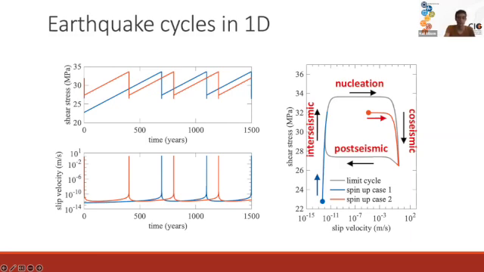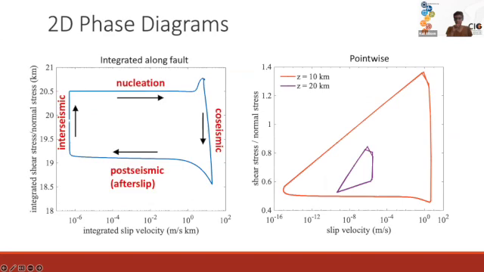Spin-up is particularly simple to assess in this 1D case, but the phase diagram can be extended to illustrate a 2D simulation as well. I can create a similar phase diagram to the 1D case by integrating the slip velocity and shear stress on the fault. That's what I'm showing on the left here. I also scaled the shear stress by the normal stress to make the figure easier to read. So this shows that the simulation is repeating the same limit cycle with each earthquake moving clockwise on the plot, illustrating that it's fully spun up.